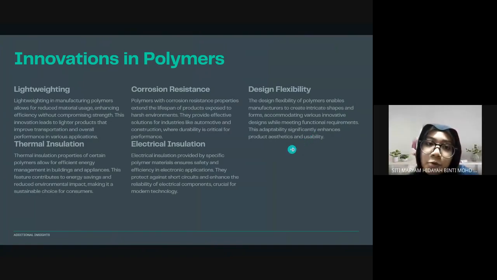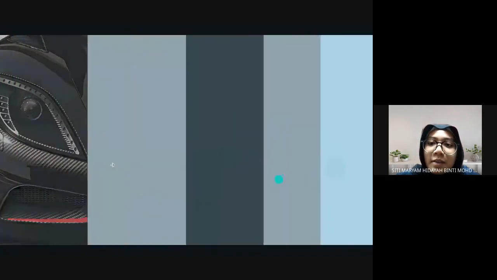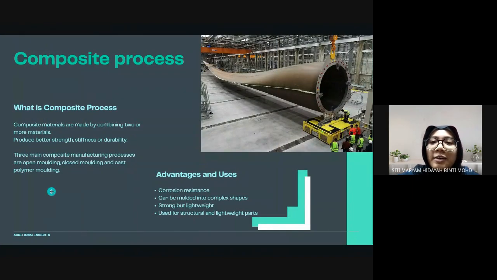Hi and Assalamualaikum everyone. My name is Siti Mariam Hidayah binti Muhammad Yusof and my matrix number is 231341. Farhan, can you move to the next slide? Okay, now, that one, the first one.